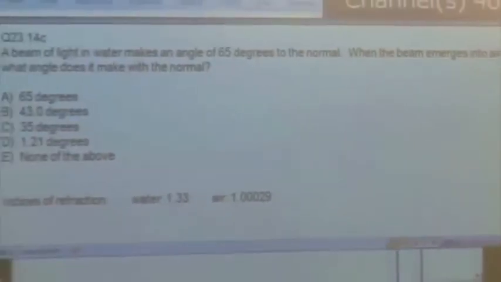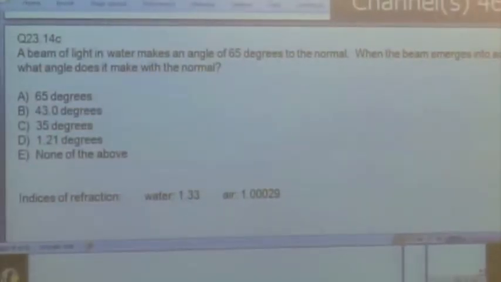A beam of light in water makes an angle of 65 degrees to the normal. So again, we have light coming out of the pool and going up into the air. So you have like a flash or a flashlight or a light down at the bottom of a pool. Beam of light in water makes an angle of 65 degrees to the normal. When the beam emerges into air, what angle does it make with the normal?